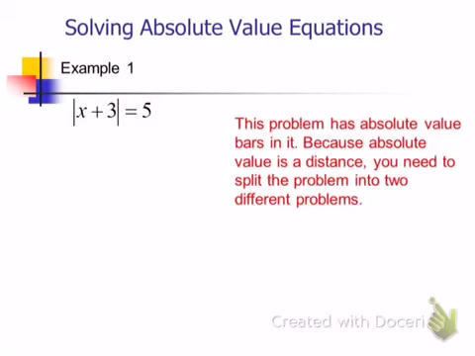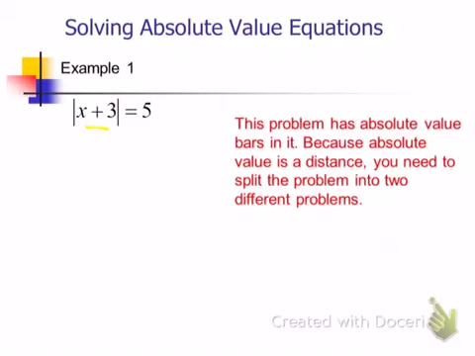Now this is a pretty simple problem, right? The problem has absolute value bars in it. Because absolute value is a distance, you always need to split the problem into two different problems. Why would we need to split this into two problems? Because the number inside the bars could be positive or negative. The number that's inside the absolute value bars could be 5 in this case, or it could be negative 5, because there's two numbers that have a distance from 0 that is equal to 5.